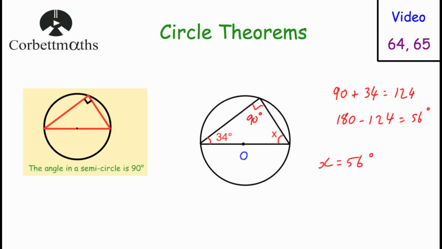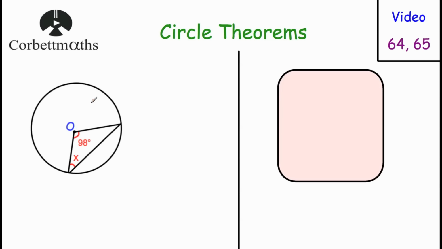Okay, let's have a look at our next example. Now, one thing to look out for whenever you're doing circle theorem questions is looking for isosceles triangles. So from the centre of the circle to the edge is the radius. So here we've got a radius and a radius, they're two radii. That means they're the same length as each other. So this would have to be an isosceles triangle.